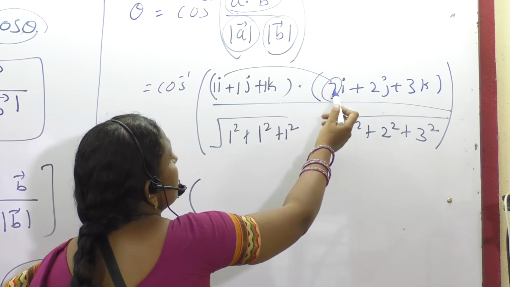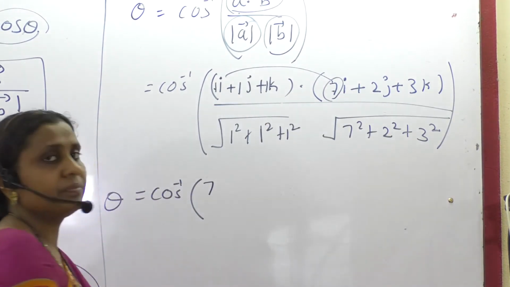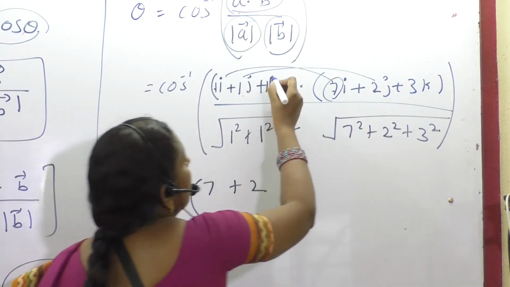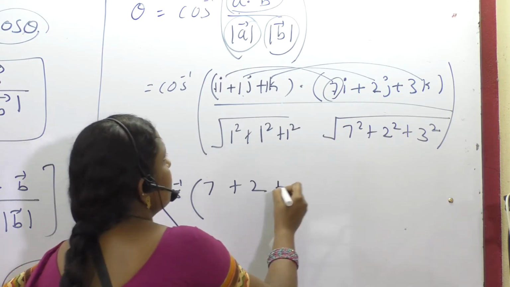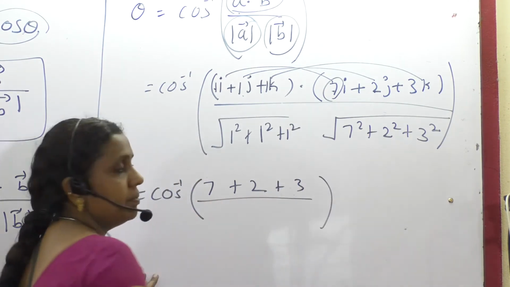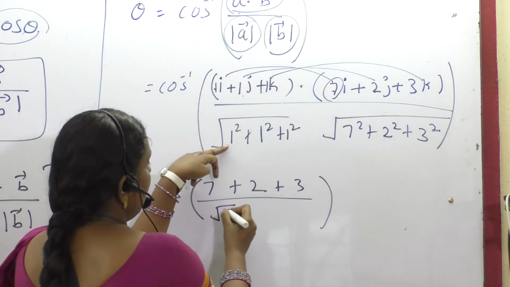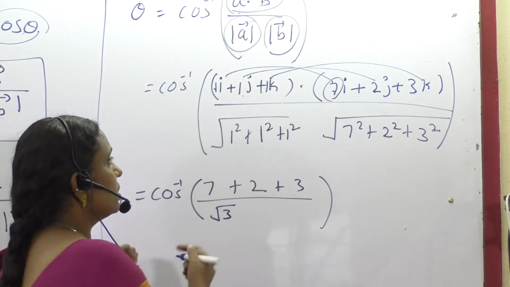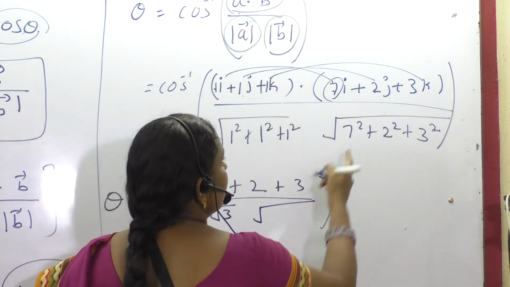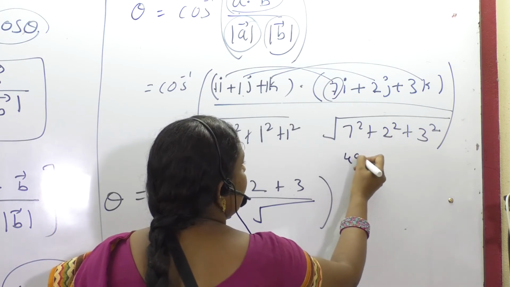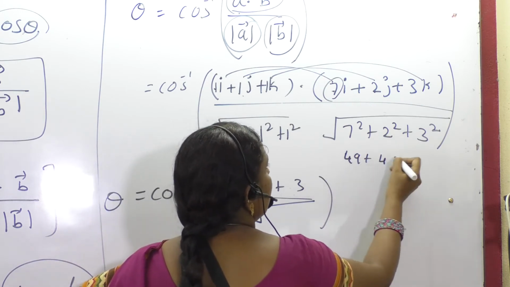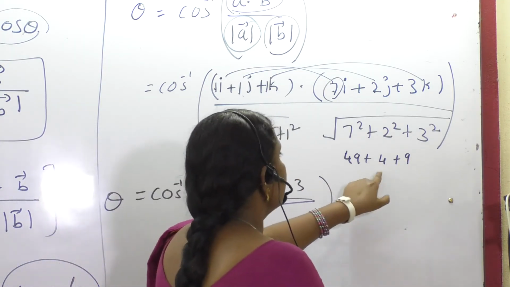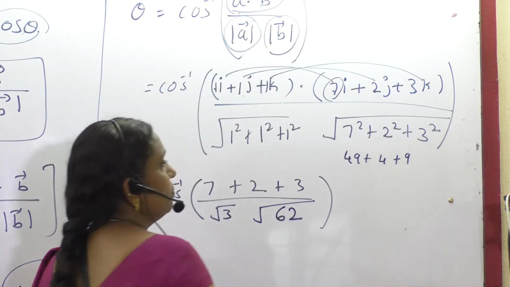Okay. i to i, make the connection and just simplify. 7 into 1 is 7. j to j, 2 into 1, 2. k to k, that is plus 3, divided by root of 1 plus 1 plus 1, that is 3, root 3. Are you understanding? So what you get here? Root of 49 plus 4 plus 9. So what is the answer? This is 58 plus 4 is equal to 62.